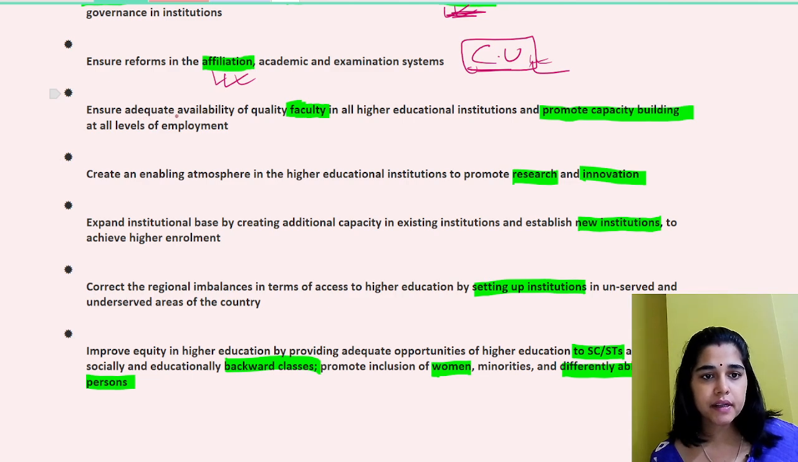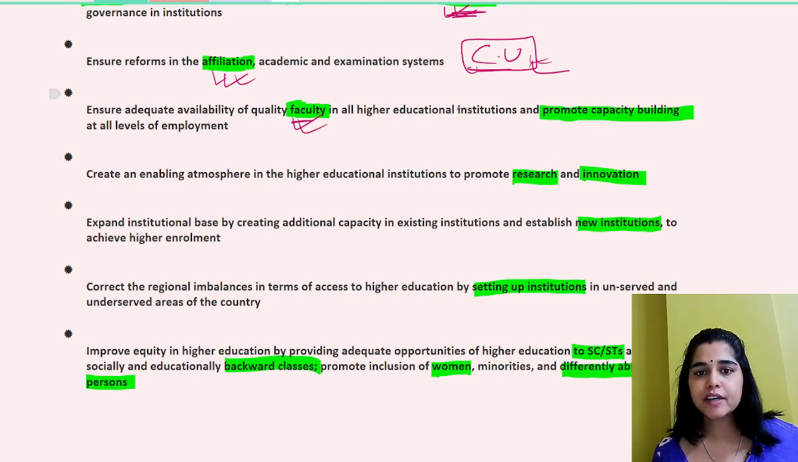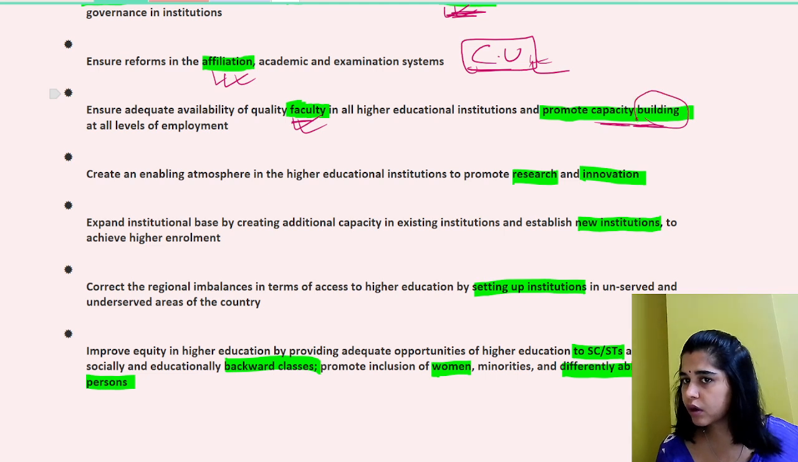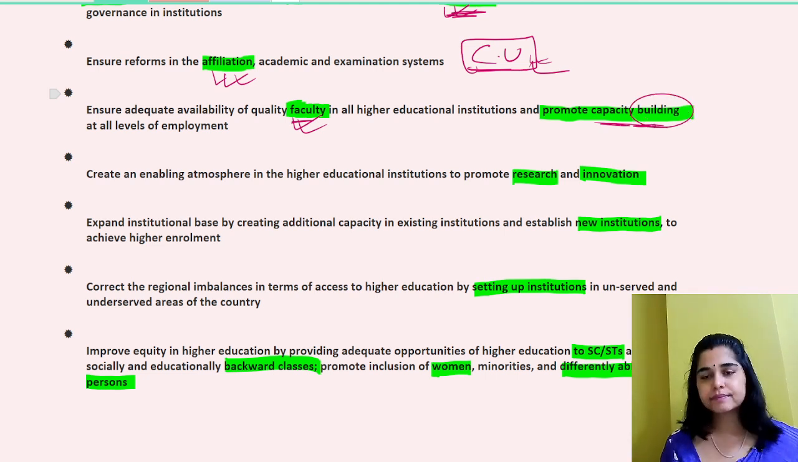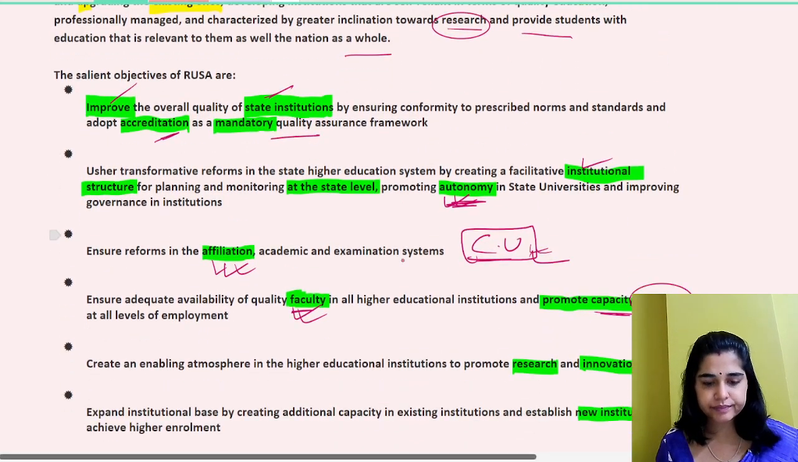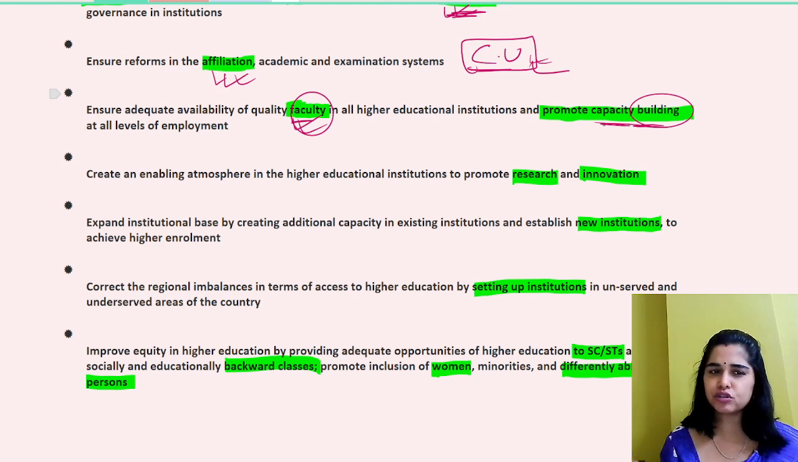Ensure adequate availability of quality faculty. They also spoke about faculty, and promote capacity building in education institutions. What is capacity building? It is about your structure, as I mentioned above, structural and institutional development. Faculty is also very important. We have to provide quality faculty and promote capacity building, that is, make the structure good.